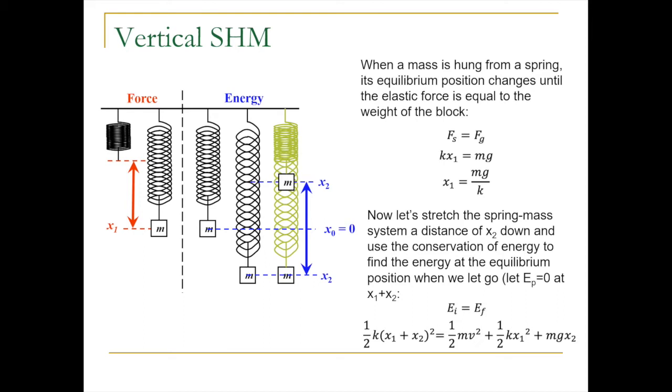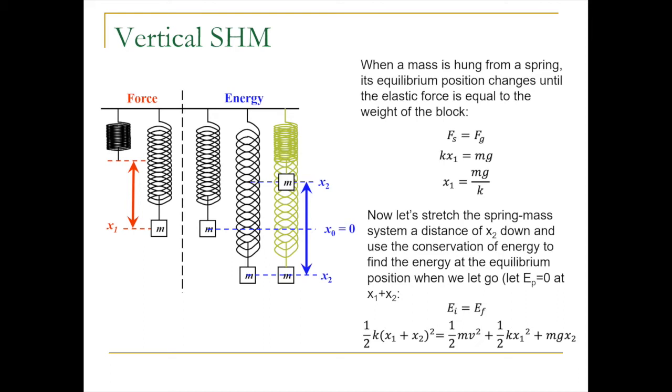If we take these two forces and equate them to each other, we can substitute in Hooke's law, and we know the calculation of the weight of the block. We can actually come up with the distance that the spring has stretched from its original equilibrium point to be mg over k, where k is the spring constant. So let's take this system and grab the mass and stretch it down an additional distance of x2 and let it go. Well, what will happen now is that it will oscillate around this new equilibrium point at an amplitude of this distance x2.